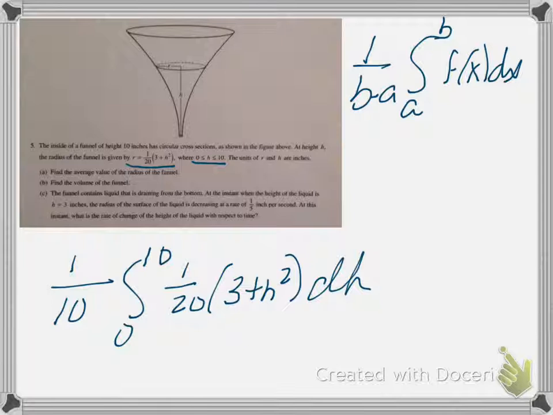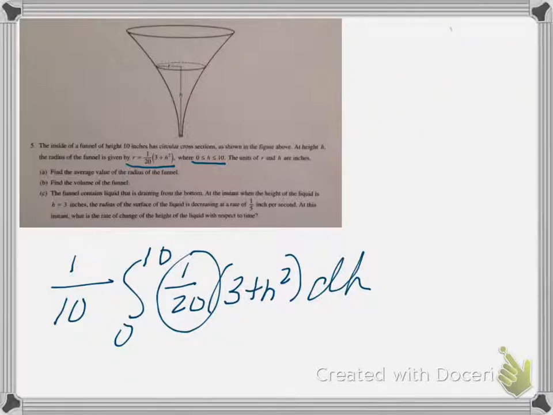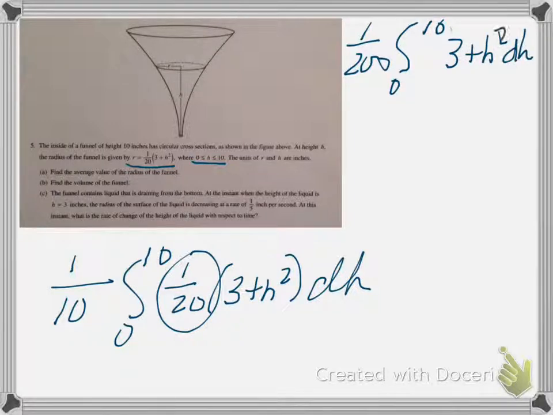What I would recommend is to pull this 1/20th out to the front, and in doing so, I'm going to erase this over here. We will get 1 over 200, the integral from 0 to 10, of 3 plus h squared dh. This is a non-calculator question, so we're going to have to do some things by hand. So we're going to get 1 over 200, and now we're going to do the antiderivative.